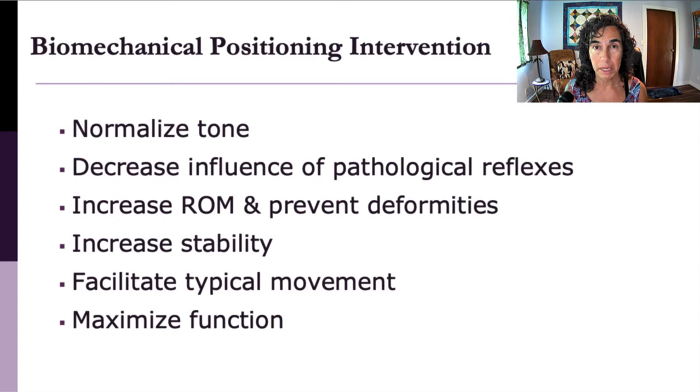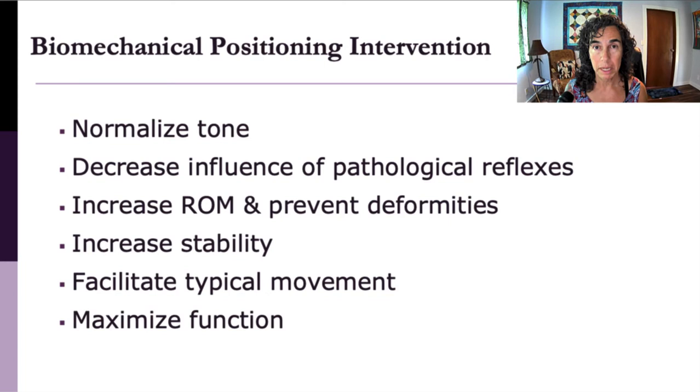The goals of biomechanical positioning intervention are these: normalize tone, decrease the influence of pathological reflexes. In other words, those reflexes that the child is compelled to perform even beyond the time when those reflexes should have been integrated and are no longer present. Good examples would be the child is compelled to an asymmetrical tonic neck reflex.